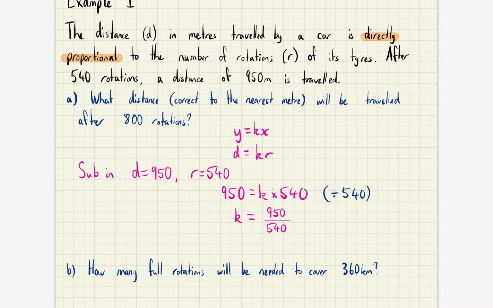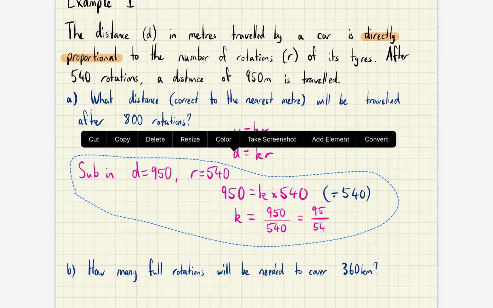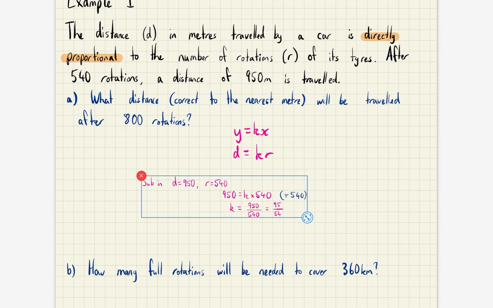Now if you type that into your calculator, 950 over 540, I get 1.759, and then things start to repeat. I don't want to write something like that because it gets long and messy. I'm just going to simplify the fraction to be 95 over 54, and that's what my k value will be. I'm just going to shrink that so that we've got more room, and we'll keep going. So now we know what k is. That was the purpose of all that.